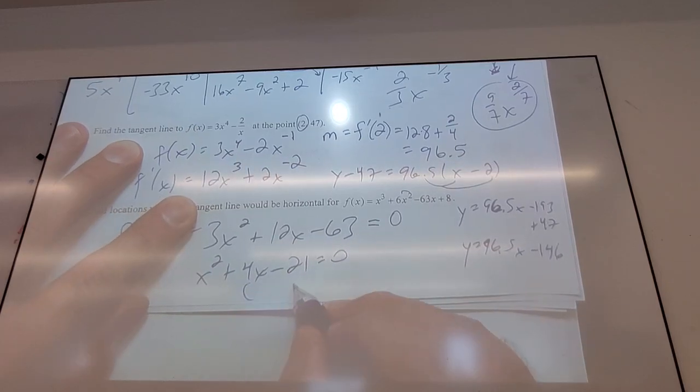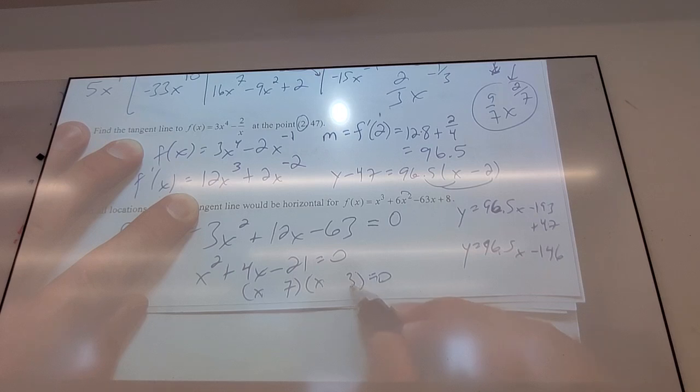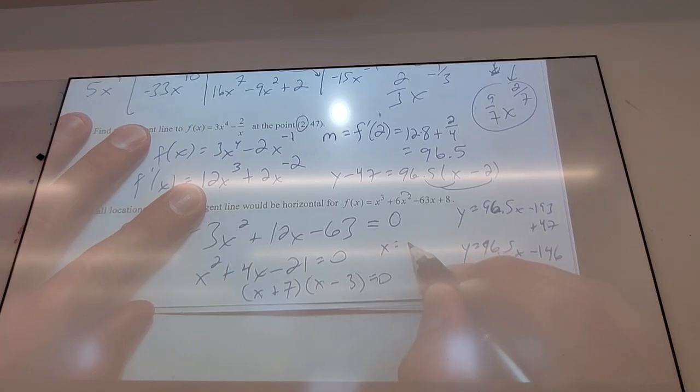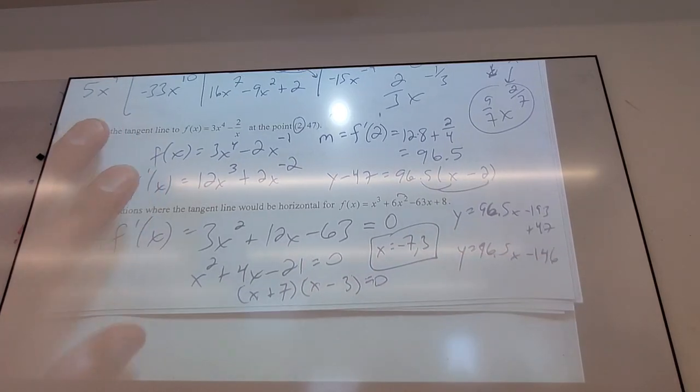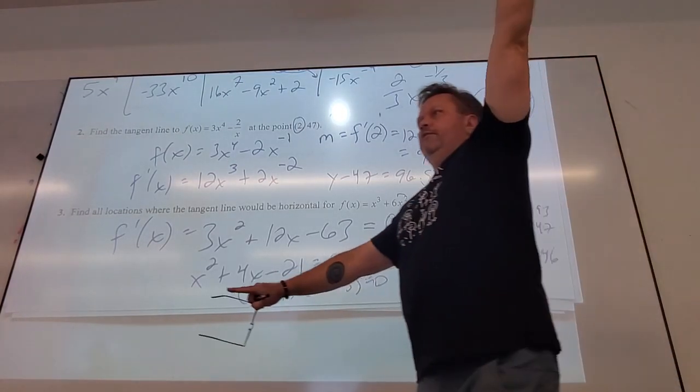Can you factor that? Can't factor 21 too many ways, so which way makes 4? Factors that multiply to be 21 and add to be 4. 7 and 3. Which one is positive? 7. 7 to make the middle positive. So then what are my 2 x values? Negative 7. Positive 3. So at those x values, the slope of the function would be 0.